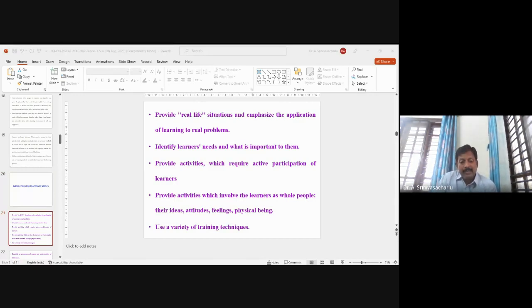Provide activities which involve learners as whole people. Their ideas should be taken, their attitude should not be affected, feelings should be considered, and the physical being also should be considered.